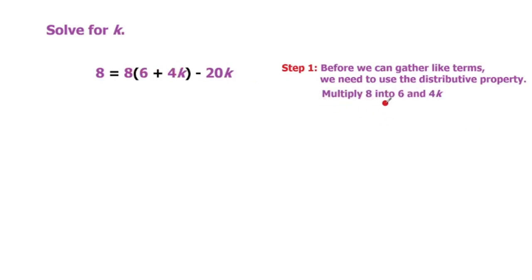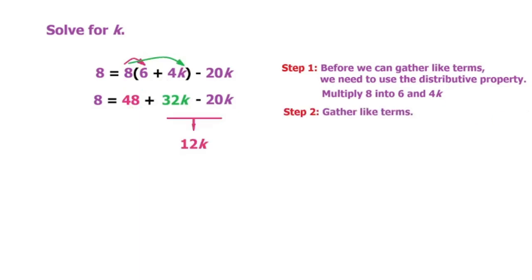So multiply 8 into 6 and 4k. So multiply this, 8 times 6 is 48, and then multiply 8 times 4k, which is 32k. And then let's finish off by including this. So we've rewritten our equation, and what we've done is we've multiplied 8 into these two terms, and we've rewritten them here, okay? So now, step 2, we can gather our like terms.